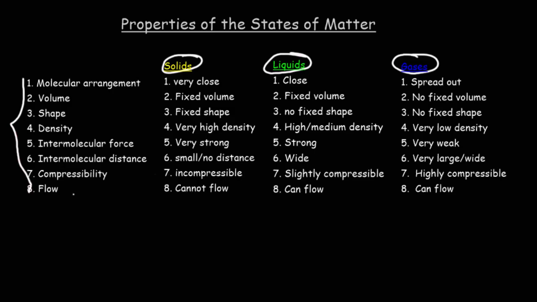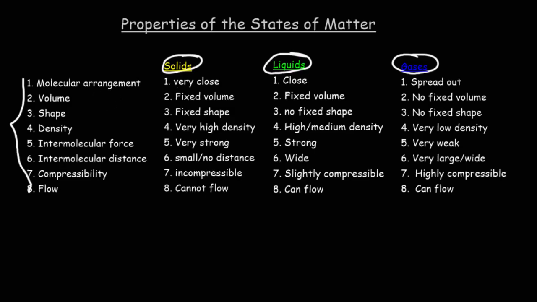So the first item we are going to look at, but let me be quick to add that by looking at these properties, we are also comparing or looking at the differences between the 3 states of matter. Let me also be quick to add that there is a 4th state of matter, which is a plasma state, and this lesson focuses on the 3 major states of matter. Now let's look at the first property, which is molecular arrangement.